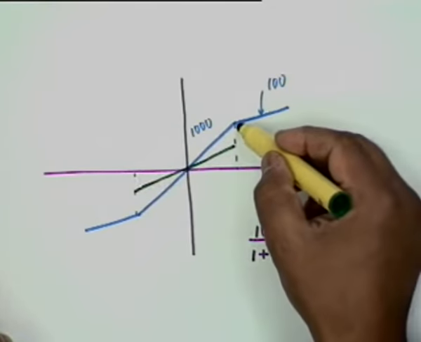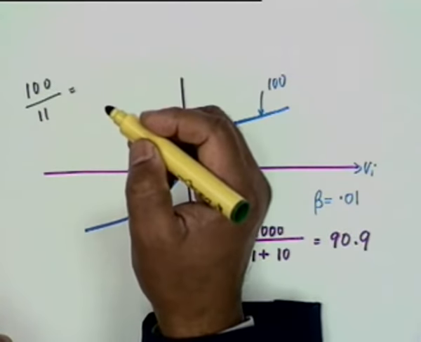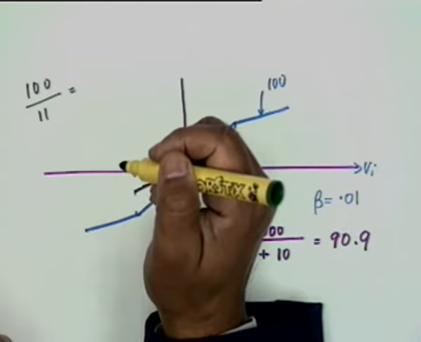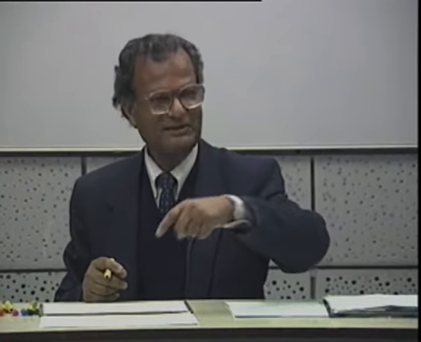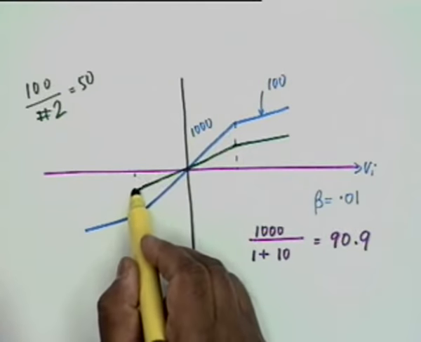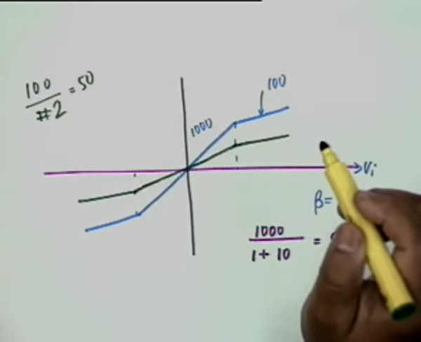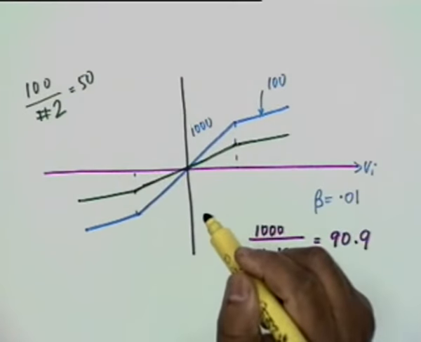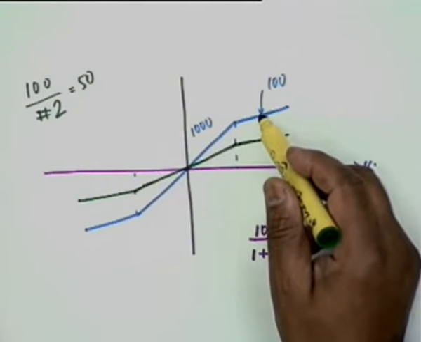Fine. What happens to the gain in this region? It becomes 100 divided by 1 plus 100 multiplied by 0.01, which is 100 divided by 2, which is 50. And therefore, the gain flattens off like this, maybe like this. Now, a change of slope from 1000 to 100 becomes a change of slope from 90 to 50, by a factor of 2, previously it was a factor of 10. Therefore, the nonlinear distortion in the feedback amplifier would be much less as compared to the nonlinear distortion in the non-feedback amplifier.